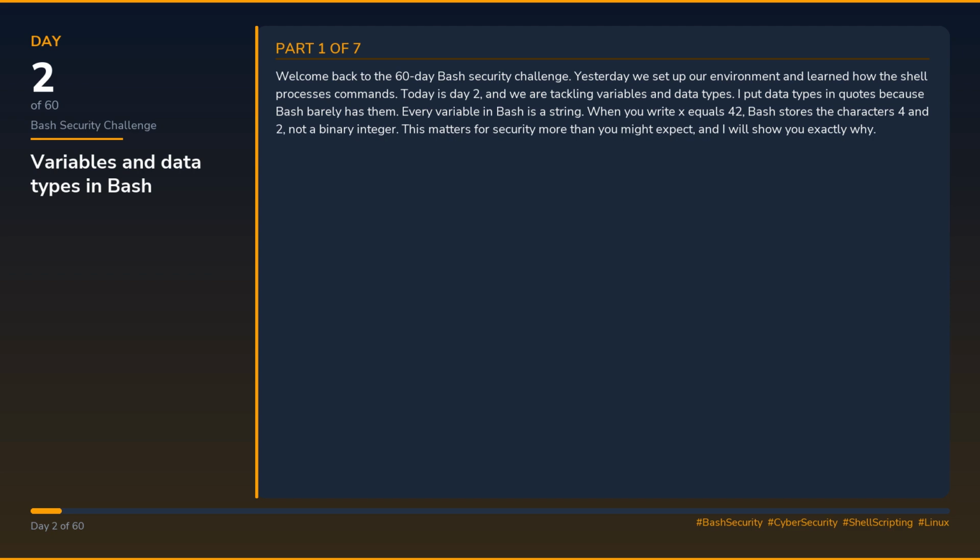I put data types in quotes because Bash barely has them. Every variable in Bash is a string. When you write x=42, Bash stores the characters 4 and 2, not a binary integer. This matters for security more than you might expect, and I will show you exactly why.